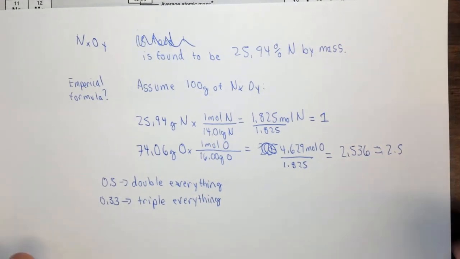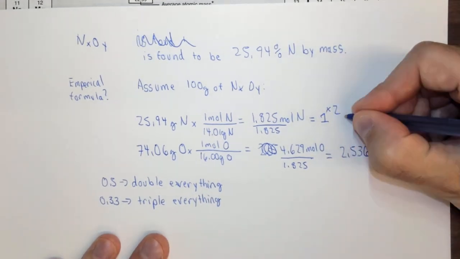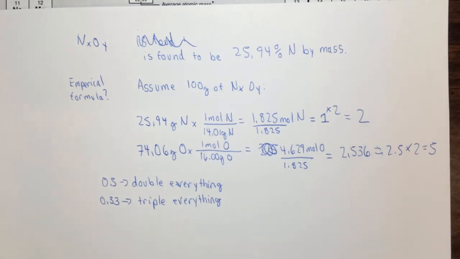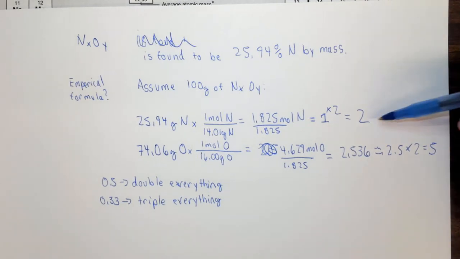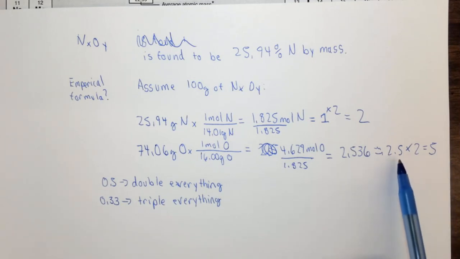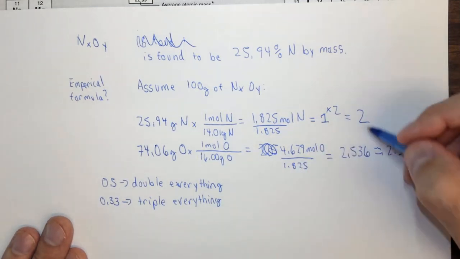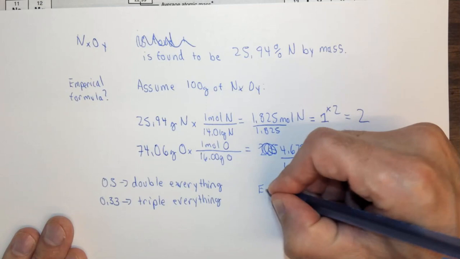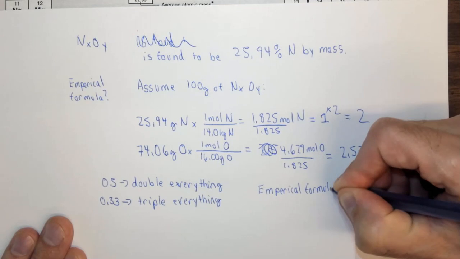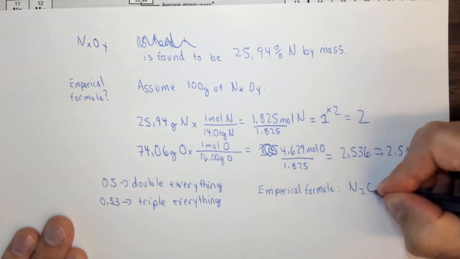In this case, double them. So multiply this by 2 and you get a ratio of 2. You multiply this by 2 and you get a perfect 5. If these were a third, you'd triple everything and you'd get a whole number. So basically now we know the ratio is 2 to 5. Because this was right in the middle, we knew we had to double it to get a whole number ratio, because we can't have a half of an oxygen. Now we know the ratio is 2 nitrogens for every 5 oxygens. So therefore the empirical formula is N2O5.